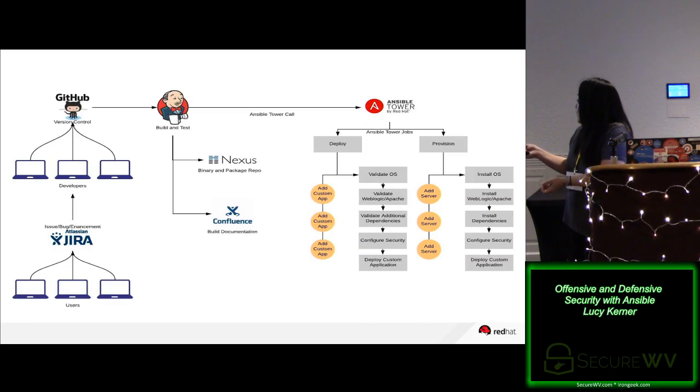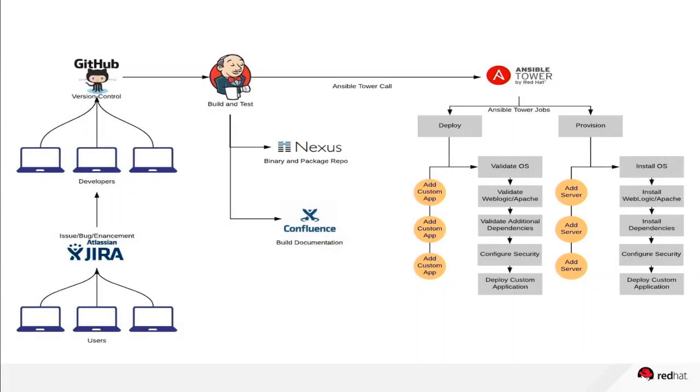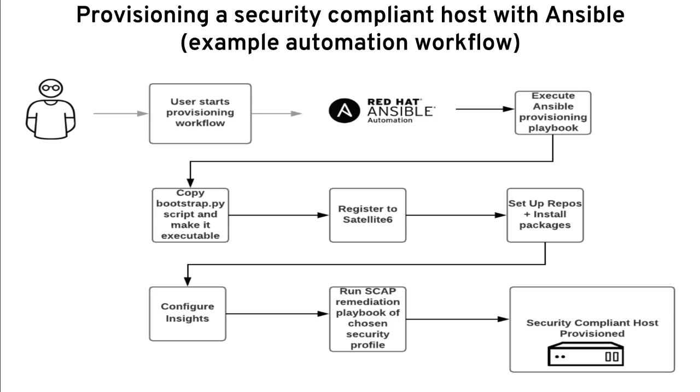So, for example, I can build my system with my code and deploy an existing app, or I could provision a completely new machine, or update an existing system. Another workflow I can do is, like I said, provisioning a lockdown system, and the Ansible playbook would look something like this.